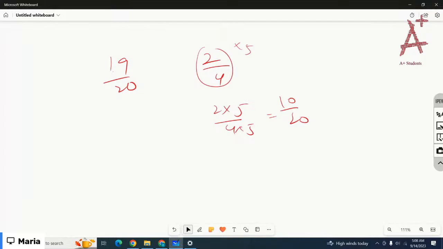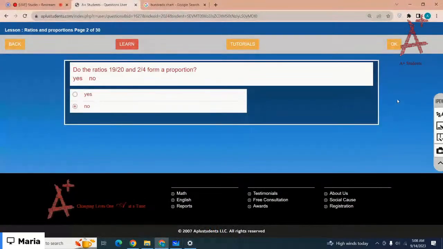When making their denominators the same, if their numerators are also the same, then the ratios form a proportion. But here, they still have different numerators. That means they do not form a proportion. The answer is no.